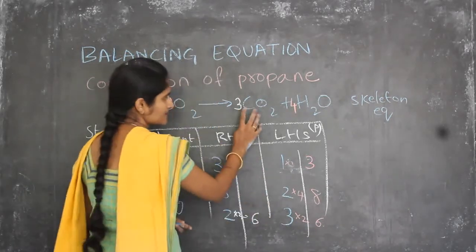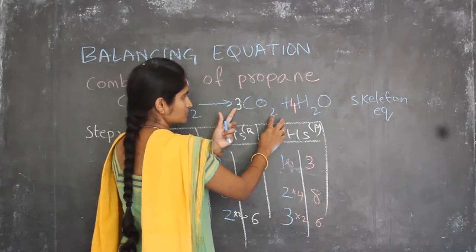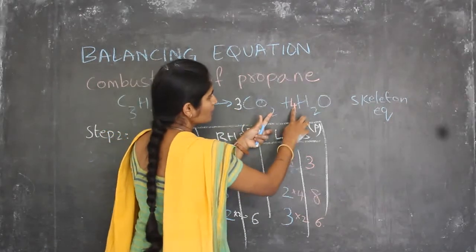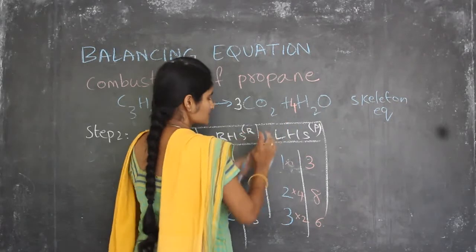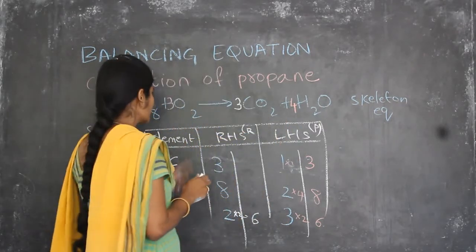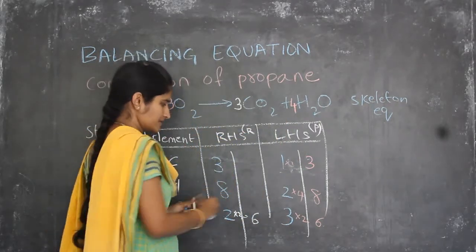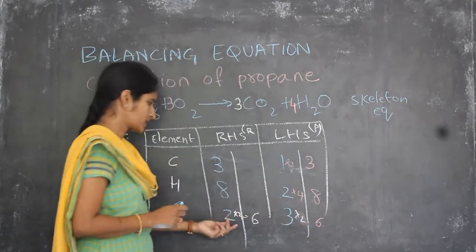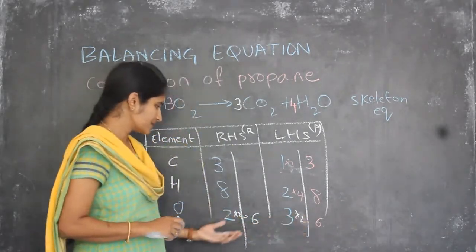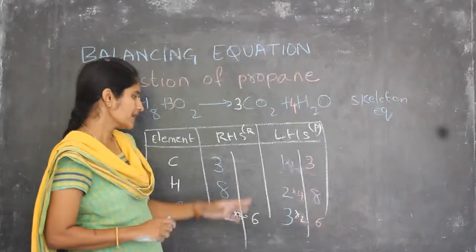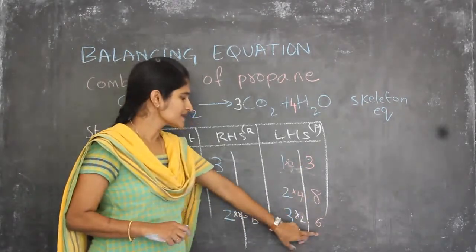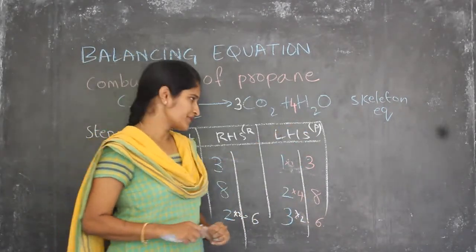So now see, 6. 3 into 2, 6 and 4 O. Is it clear? So now I have balanced the right hand side. See, now after multiplying this I have got 6, 6. Now I will check whether 6 atoms are there on the left hand side.